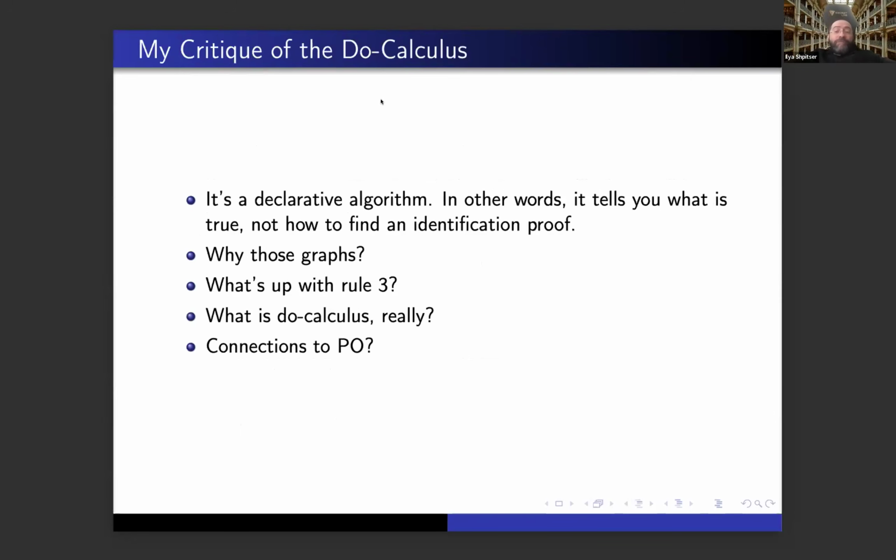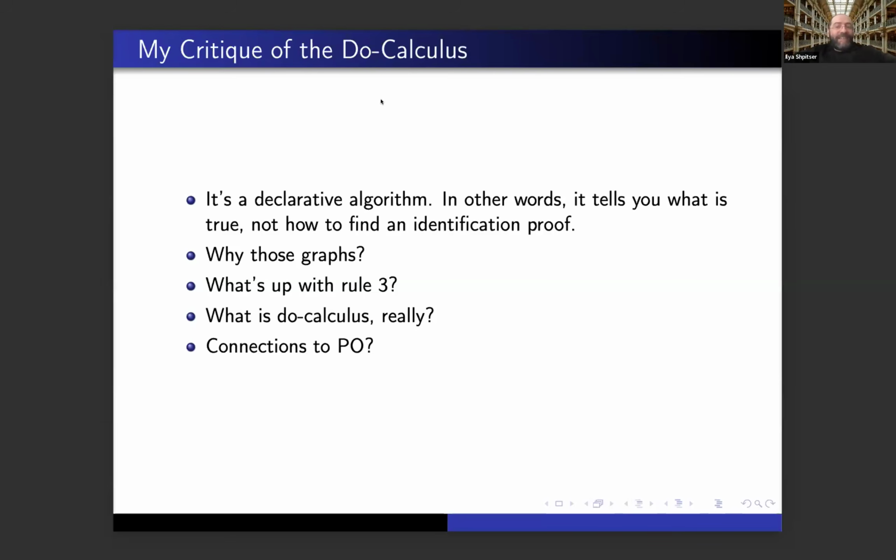The problem with the do calculus, of course, is what we call a declarative algorithm in computer science. It tells you what is true, but it doesn't tell you how to find the proof. You have to look for it. And that's obnoxious if you have a very large graph and a very large problem, unless you know exactly how those proofs go. Why is it that the do calculus uses those specific graphs?